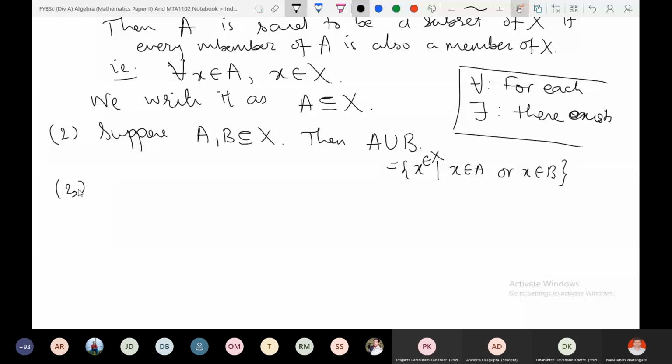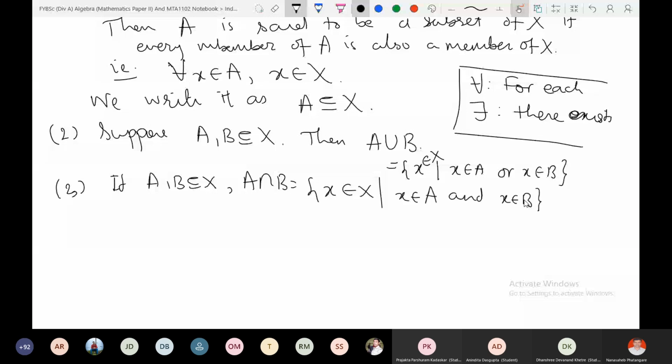So if A, B are subsets of X, then what is A intersection B? It is the collection of those objects from our set X such that x belongs to A and x is in B. Fine.